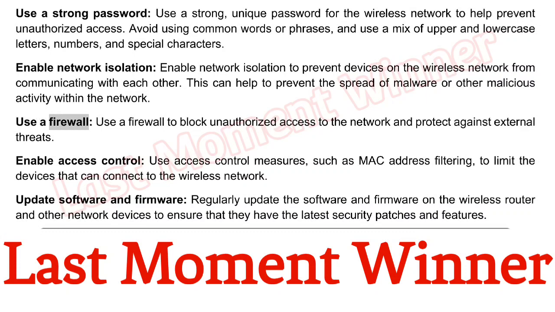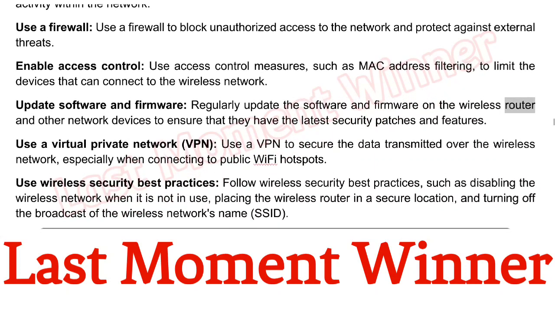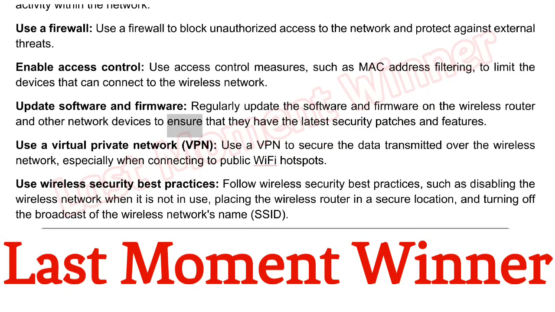Use a firewall. Use a firewall to block unauthorized access to the network and protect against external threats. Enable access control. Use access control measures, such as MAC address filtering, to limit the devices that can connect to the wireless network. Update software and firmware. Regularly update the software and firmware on the wireless router and other network devices to ensure that they have the latest security patches and features.